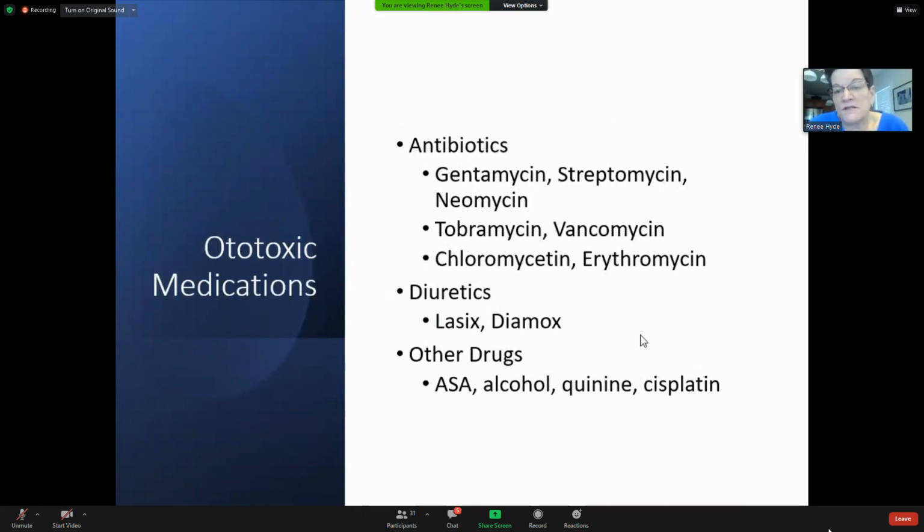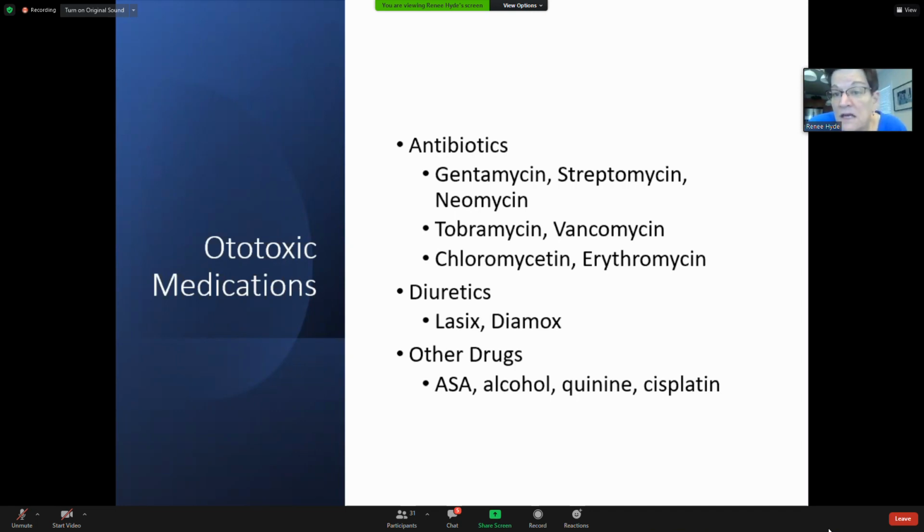Antibiotics: gentamicin, streptomycin, neomycin, tobramycin, vancomycin, chloromycetin, and erythromycin. What do those all have in common? They're antibiotics, but they're mycin drugs. If it says mycin, think of ototoxicity. Okay?